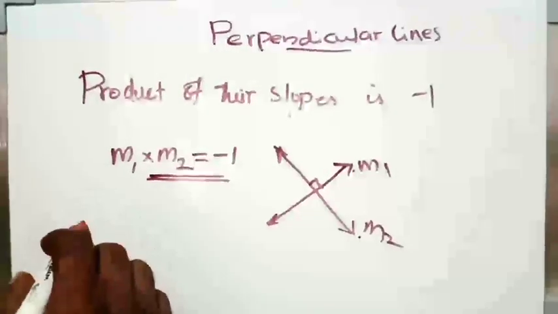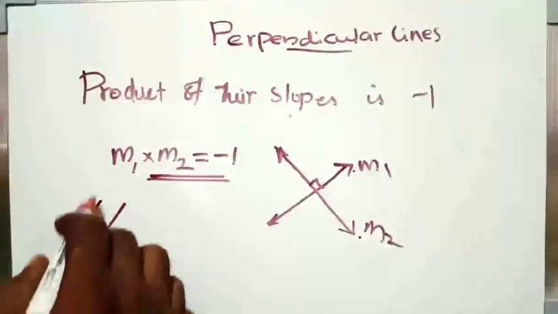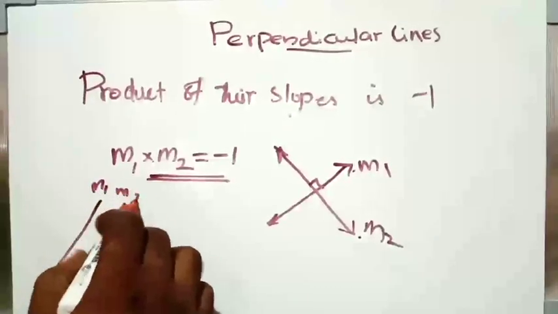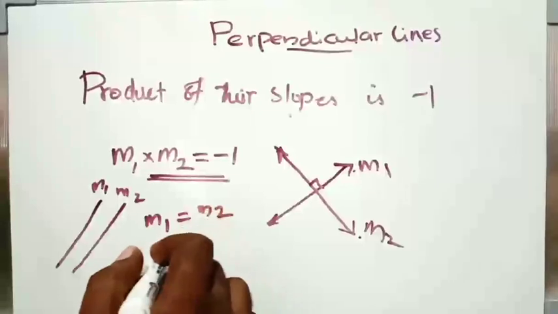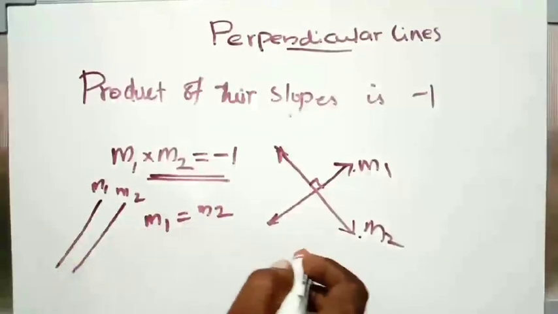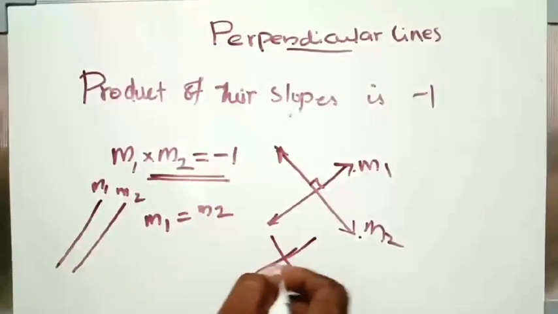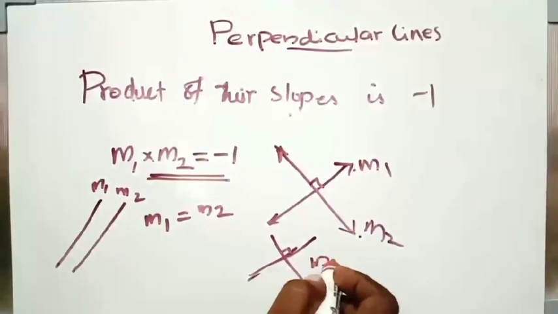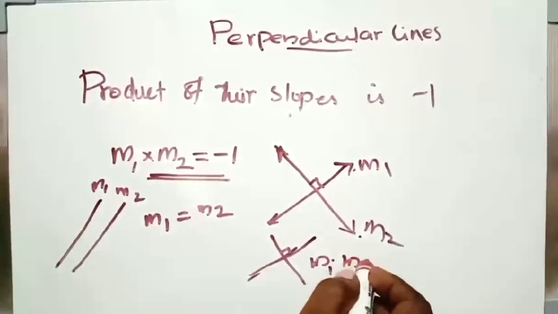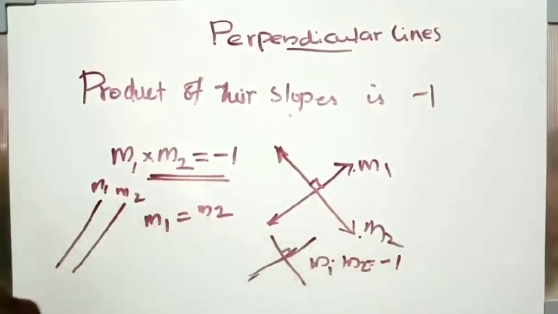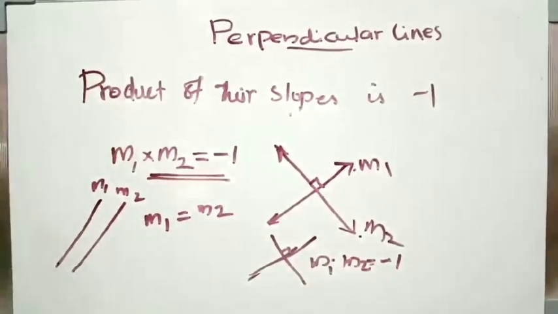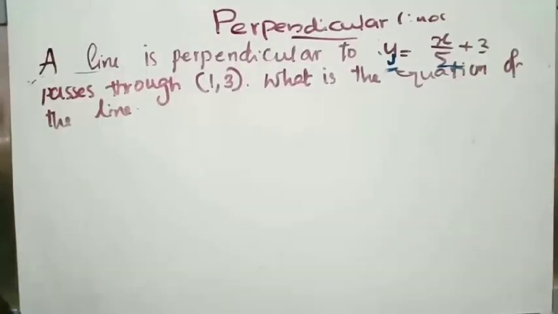So remember, if two lines are parallel, then their gradients are equal, and if two lines are perpendicular, then the product of their gradients is minus 1. So remember these two concepts. Okay, now let's do one example question.